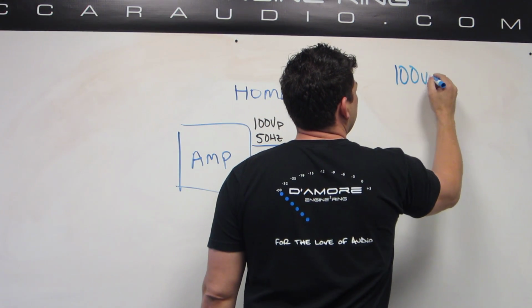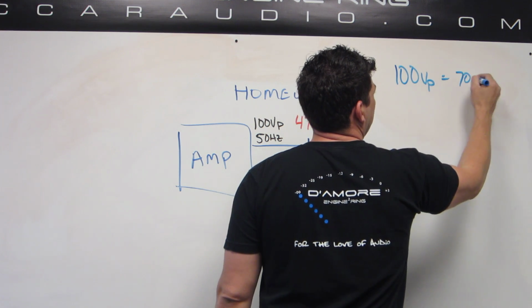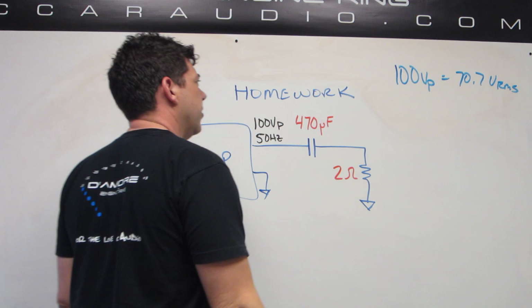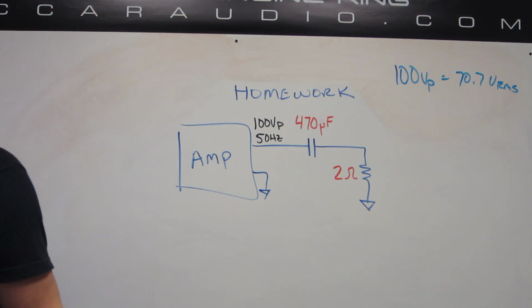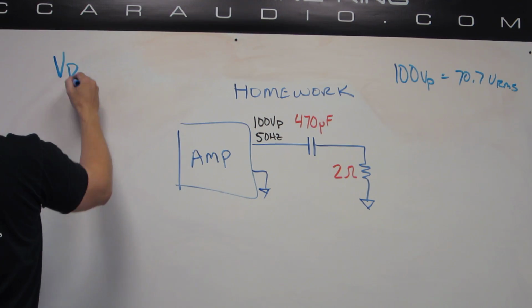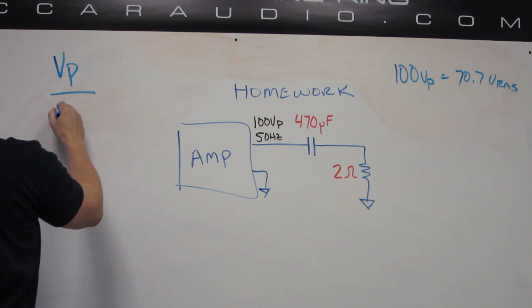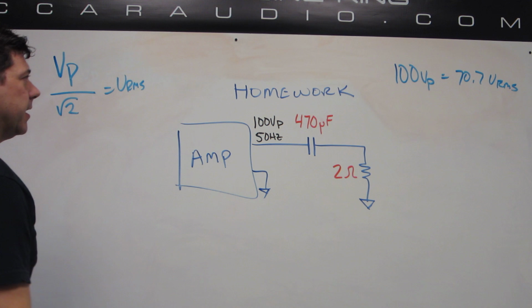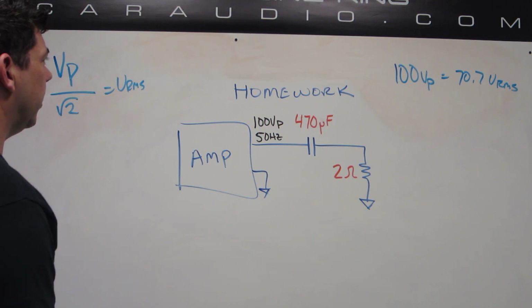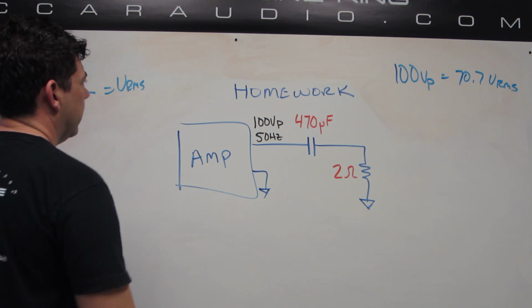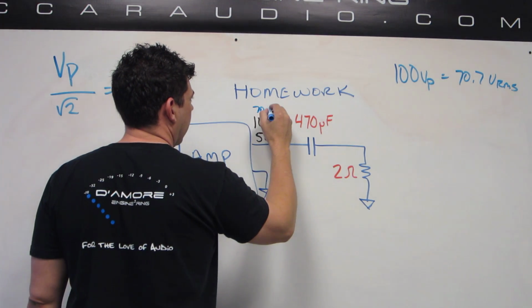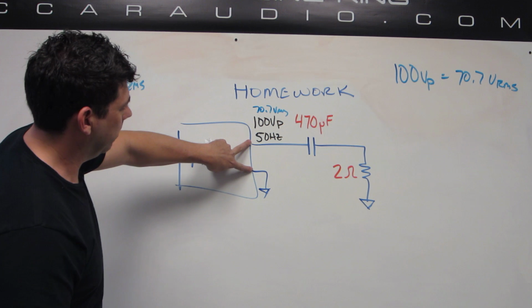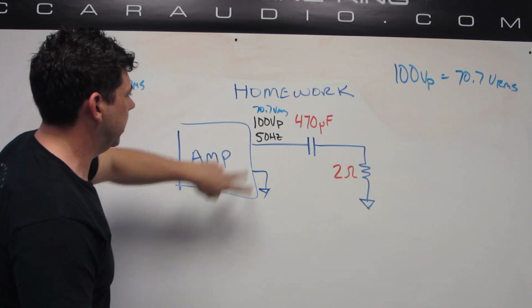100 volts peak equals 70.7 V RMS. That's just something I have memorized, but we know it because voltage peak divided by the square root of 2 equals V RMS. So that's how we know that. So we have 70.7 volts RMS here. If we were to put a voltmeter across here, we would measure 70.7 volts on the meter.